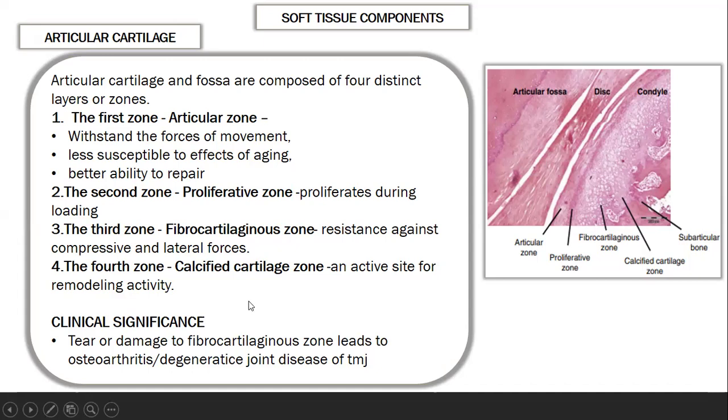Coming to the clinical significance, a tear or damage to the fibrocartilaginous zone leads to arthritis or degenerative joint diseases.